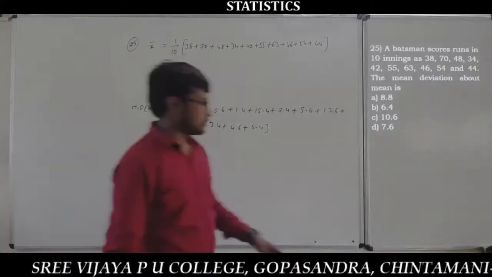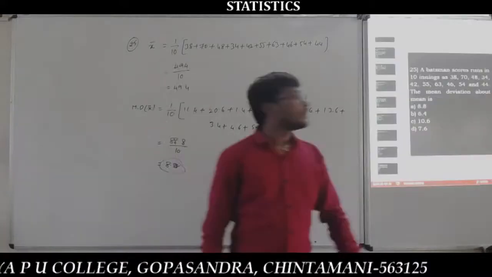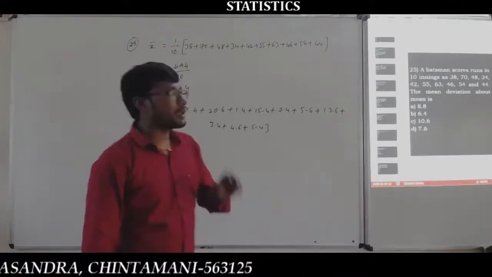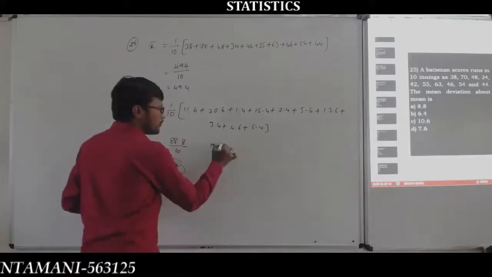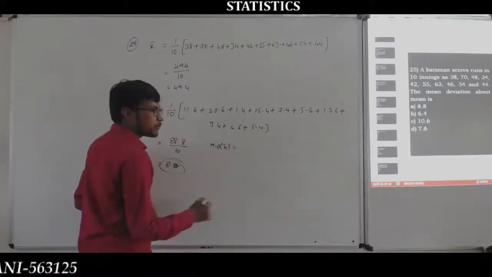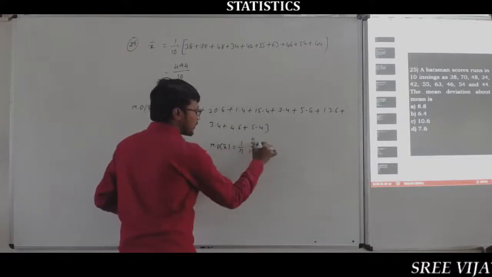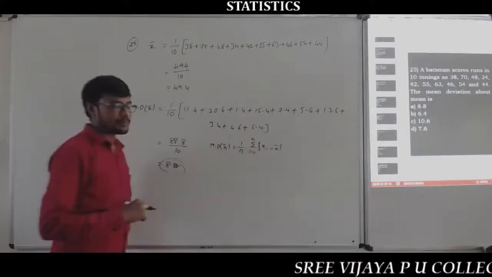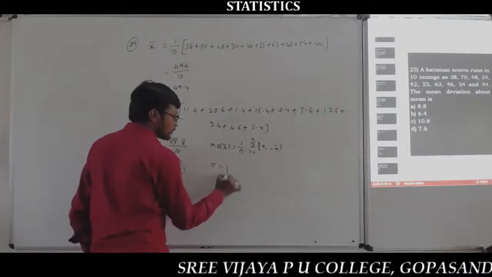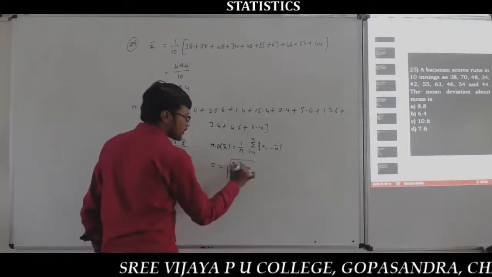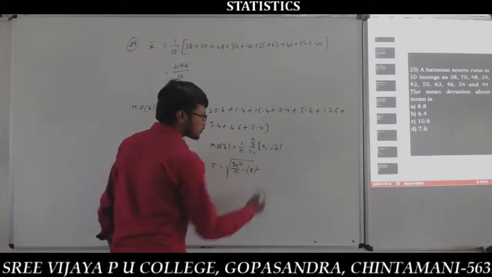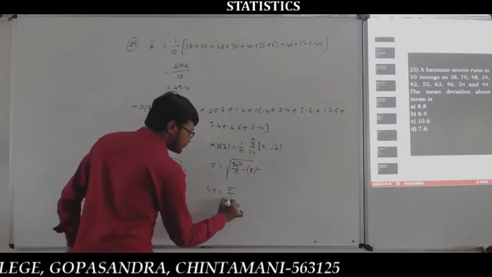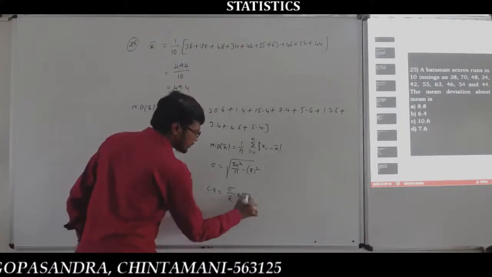So these are the problems on statistics. The main thing to know is how to find the mean deviation about the mean. The formula is 1 by n summation of i equals 1 to n modulus of xi minus x bar. This is the mean deviation. Next, to find the standard deviation, the formula is the square root of summation of x square by n minus x bar square, or summation of x by n. Next, to find the coefficient of variation, sigma by x bar into 100.